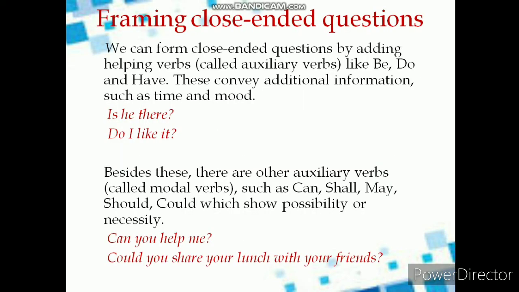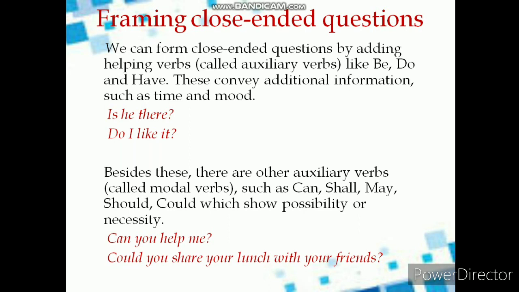Let's see how to frame close-ended questions. We can form close-ended questions by adding helping verbs, also called auxiliary verbs, like be, do and have. These convey additional information such as time and mood. For example, is he there? Do I like it?